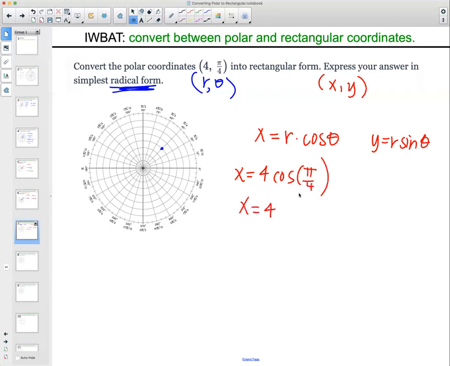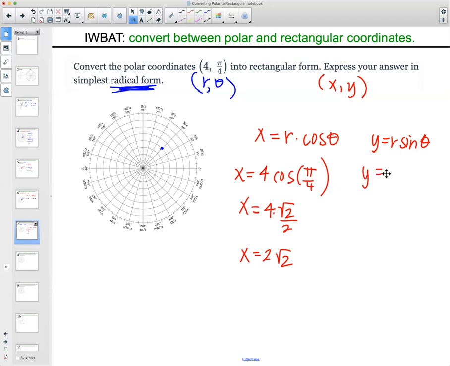So look at your unit circle. Cosine of pi over 4 is square root 2 over 2. Then simplify this. 4 divided by 2 is 2. So you get 2 root 2 for your x.